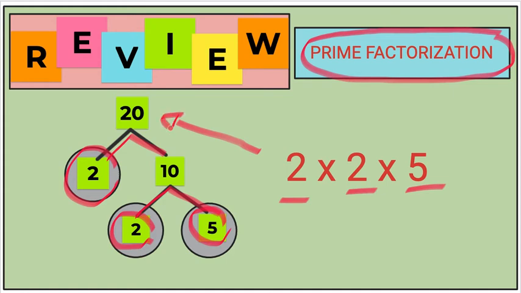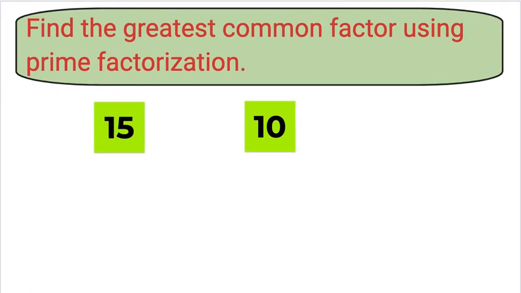So this is now the procedure on how we are going to get the prime factors of a given number, and we can use this also in getting the GCF of two or more given numbers. We can have an example here. Let's try to find the greatest common factor using prime factorization. Let's get the GCF of 15 and 10.